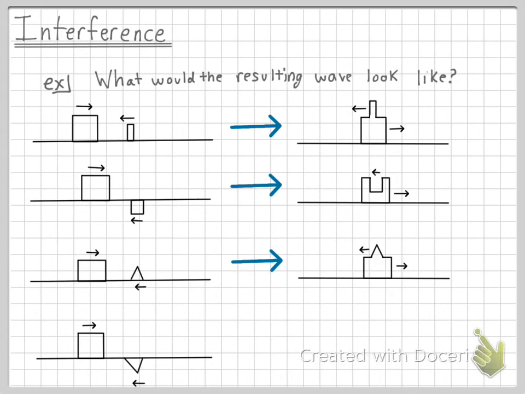And lastly, the fourth example has a square and a triangular wave, but on opposite sides of the x-axis. So this resulting wave will look like a square, but with a triangular chunk missing.